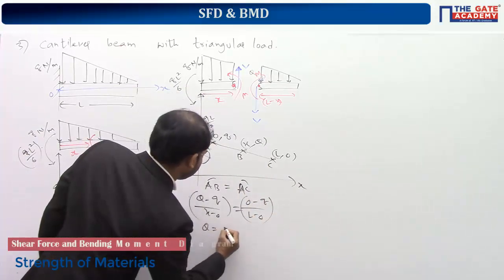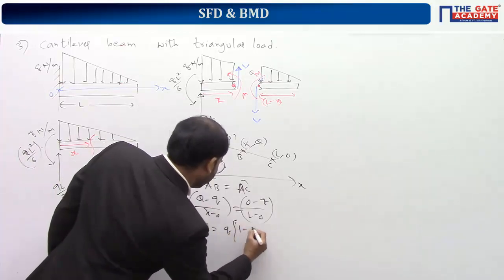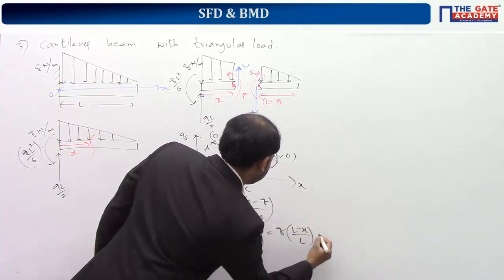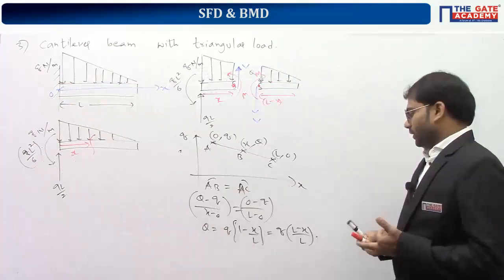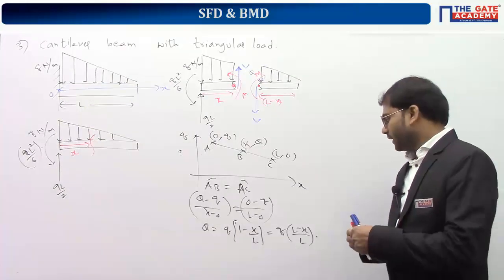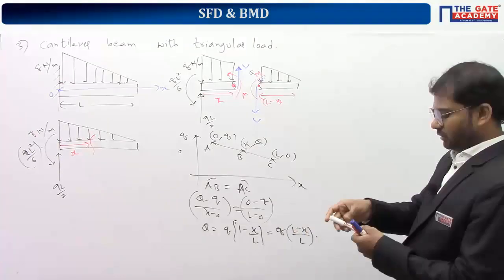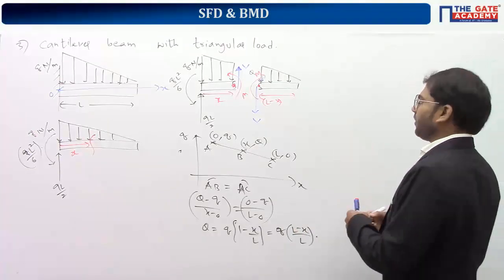This gives us capital Q is equal to q into 1 minus x by L. This gives us capital Q into L minus x by L. So capital Q is equal to q into L minus x by L. Okay. So I hope there is no confusion regarding how to get this capital Q. Now we got this capital Q. Now you can do the remaining calculation. You can do on your own as well, simultaneously with me, and you can cross check the final answer.